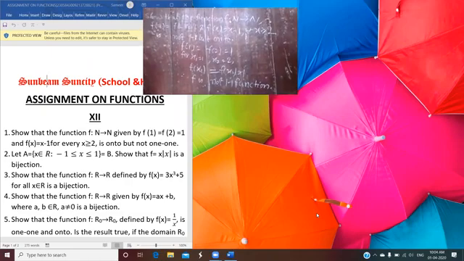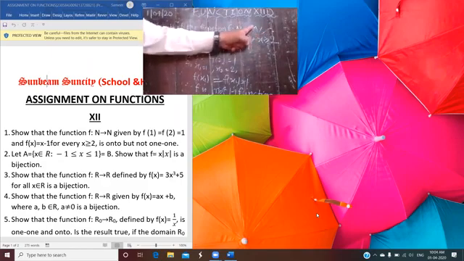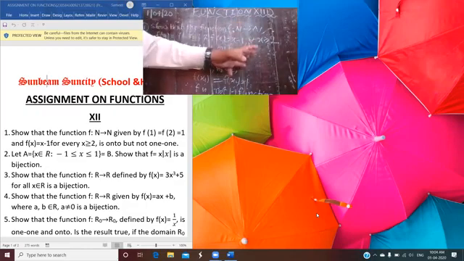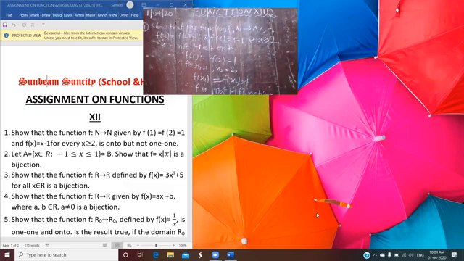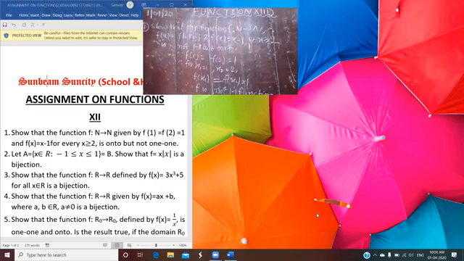Now come to the second part. Here you have to show that the function is onto. In the case of an onto function, every element in the codomain is the image of some element in its domain. That means in the codomain there is no element left which is not the image of any element in the domain. So that means f(x) = y. If that type of condition holds for a function, you can say that f is an onto function.